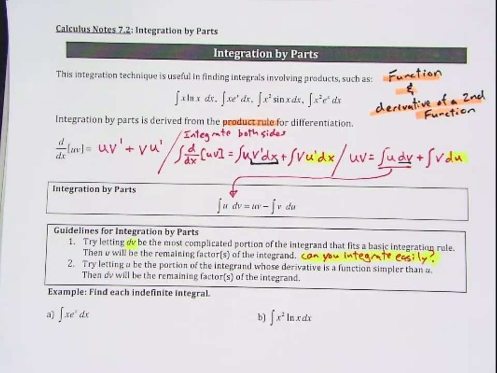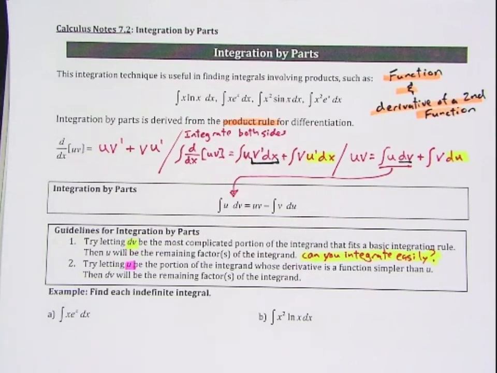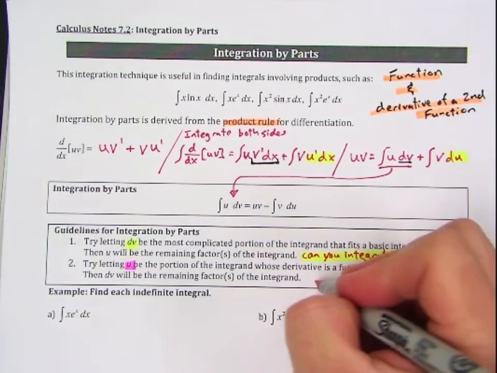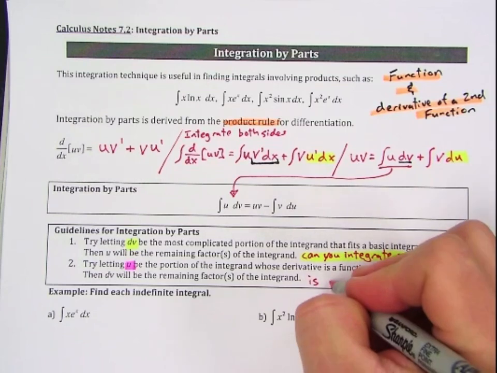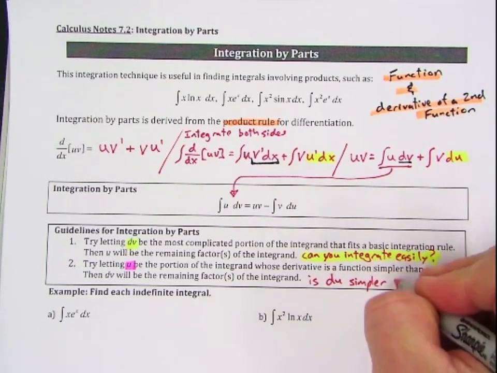Okay. Now the next one is by deciding what u should be. So try letting u be the portion of the integrand whose derivative is a function simpler than u. So we just say, is du simpler than u?